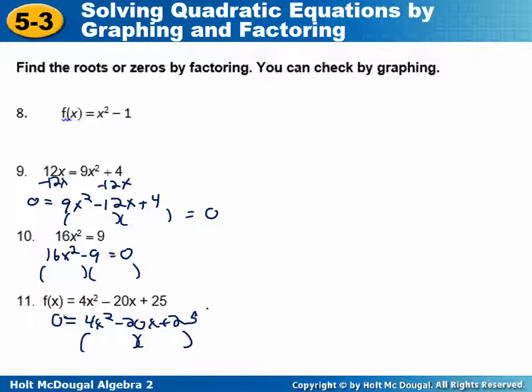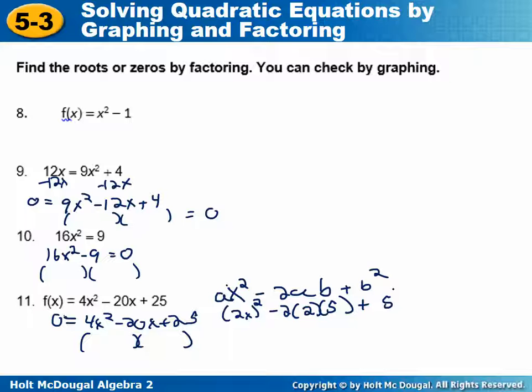It looks to me like we could rewrite this as a squared minus 2ab plus b squared, this form, because we could write this as 2x squared minus 2 times a, which would be 2, and b, which would be 5, plus 5 squared. Let's see if that works. That'd be 4x squared minus 4 times 5 is 20, plus 25. Yep. Oh, I forgot the x here. There's the x.